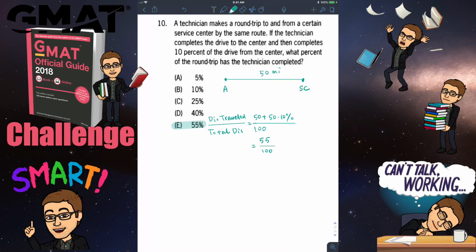So for abstract word problems like this, my best advice is giving a concrete number. And you just follow the problem and try to solve it using arithmetic methods.